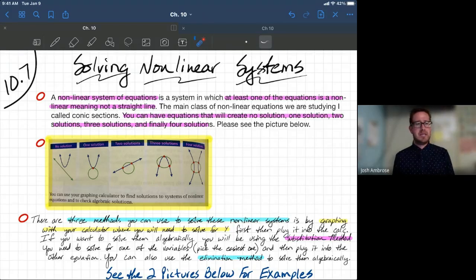All right, Chapter 10, Section 7, all about solving nonlinear systems, which basically this whole chapter has seemingly been about: nonlinear systems with circles, parabolas, ellipses, hyperbolas, all of those things. Nonlinear. Linear, remember, makes a straight line.